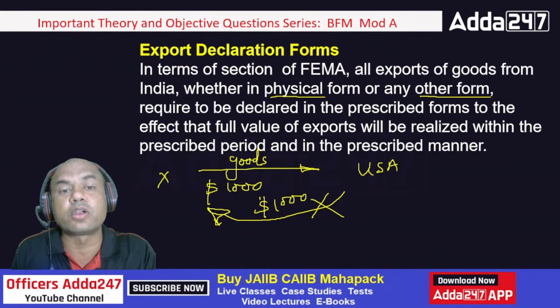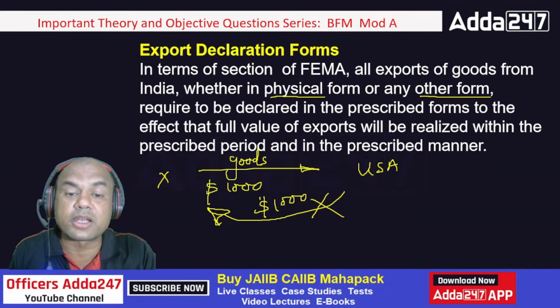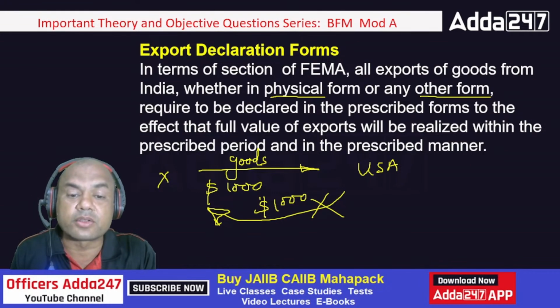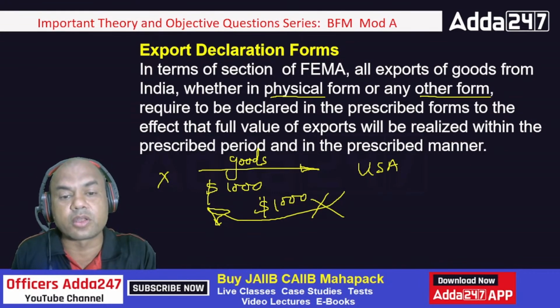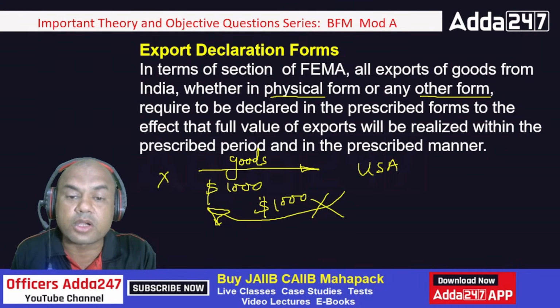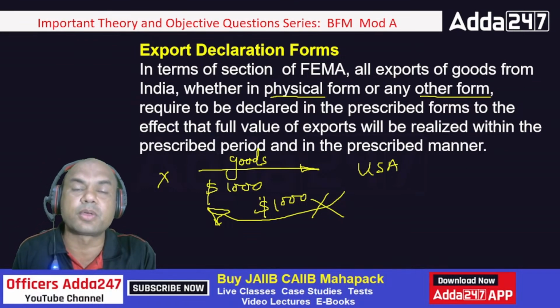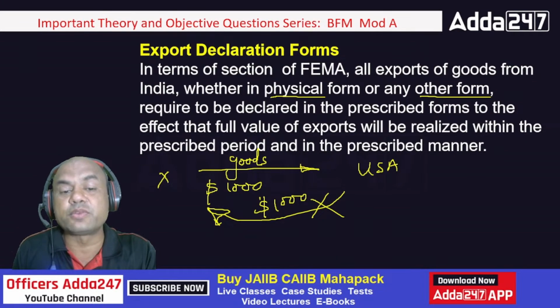Indirectly, it gets recorded with the government department. So government can track, yes, Mr. X, means it won't track your personal name immediately, but it will say $1,000 worth of goods have gone out from India and $1,000 have not come in. So you need to follow up for this, so that you get this $1,000 from this USA. Okay. So it will be realized within the prescribed period and in the prescribed manner.